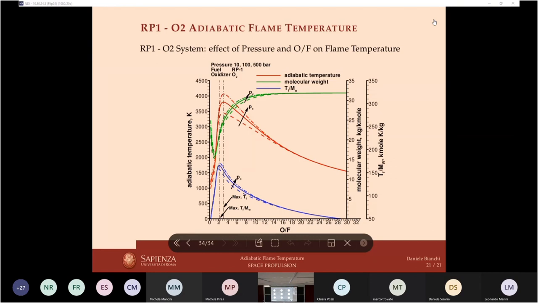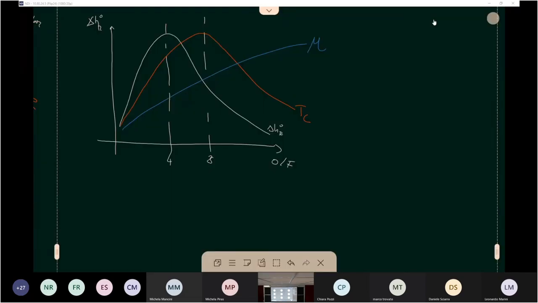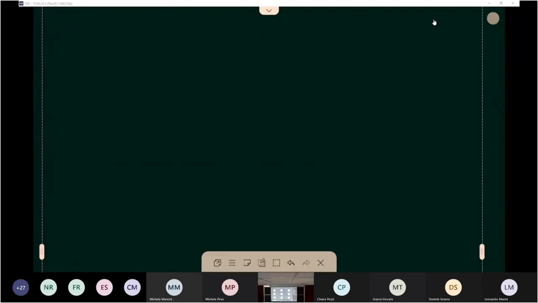I'm not going to consider it too much now. So this gives us an overview of this.